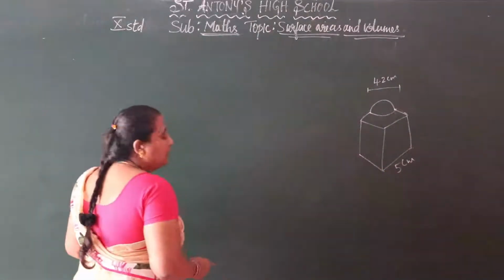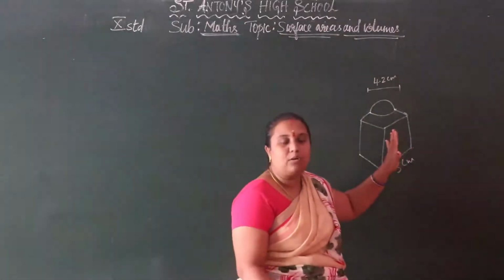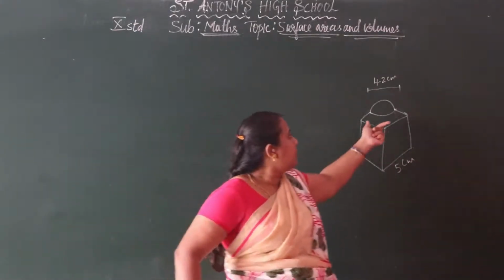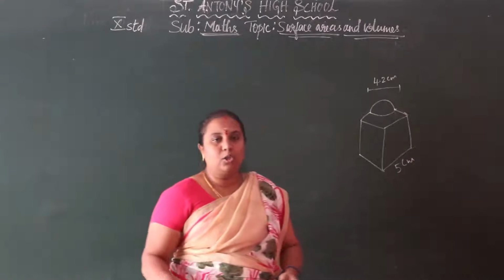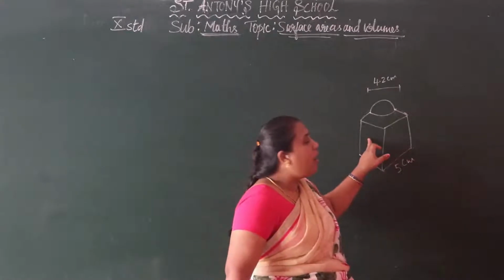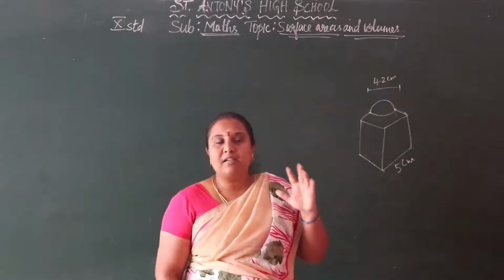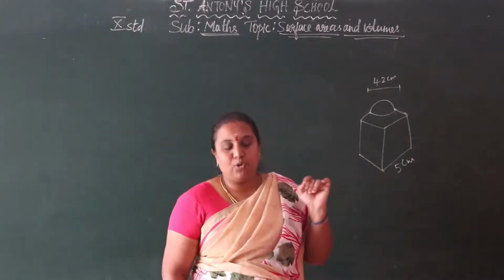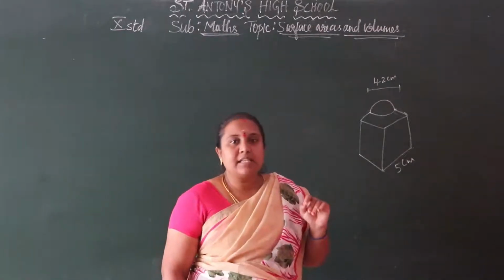We want to find the total area of this block. We have to find the radius from the diameter, and we have the edge of the cube. Now let us see the formula for the cube. A cube has 6 faces, so the total surface area of the cube is 6a square.